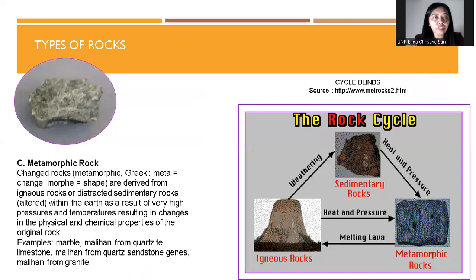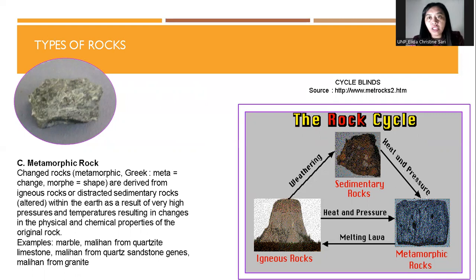Now number three is metamorphic rock. Metamorphic rocks are derived from igneous rock and are distinct from sedimentary rock. Pressure and temperature result in changes to the physical and chemical properties of the original rock. Examples: marble, which comes from limestone, and quartzite, which comes from quartz sandstone, and so on.